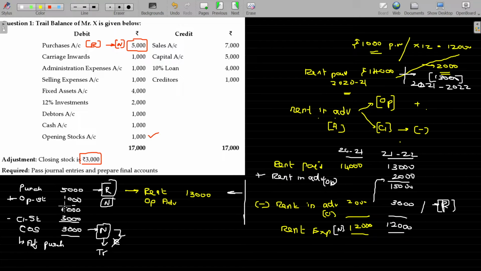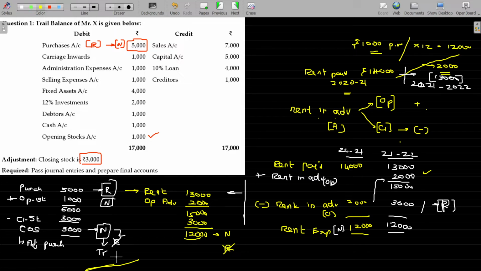Opening advance is similar to the opening stock. How much is that? 2,000 rupees. That should be added: 15,000 rupees. Closing stock is similar to what? Rent in advance closing, which is 3,000. The ultimate item being 12,000. This is the expense. This is always a nominal account because this payment is already enjoyed. So this is no more a real account.